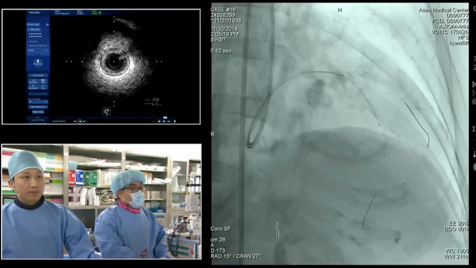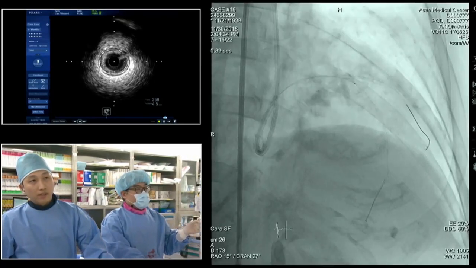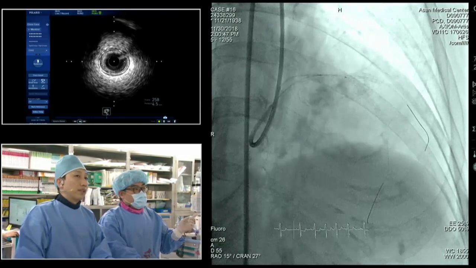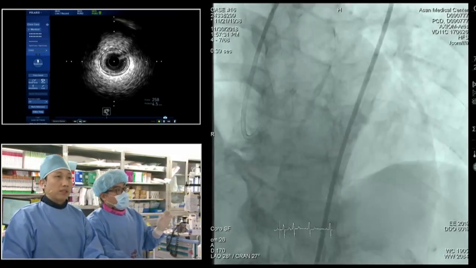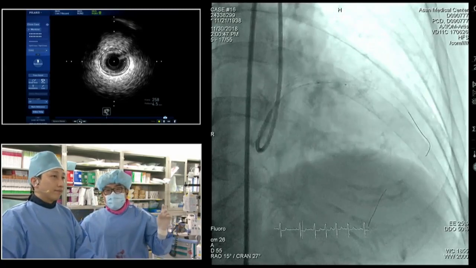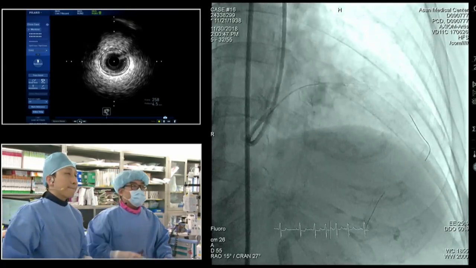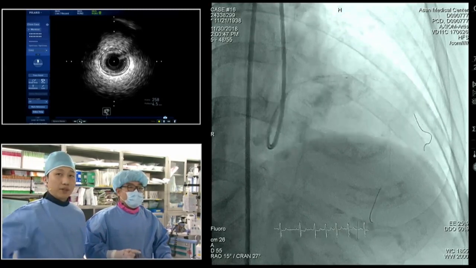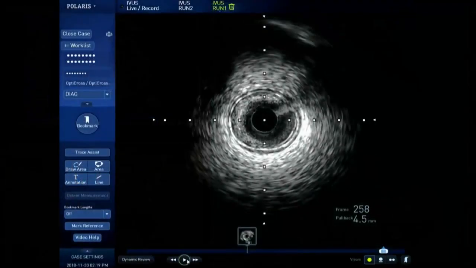Yes. Go back. I did not record the Cine for the IVUS run into the diagonal, but we can review the IVUS, which is quite interesting. This is the diagonal pullback.